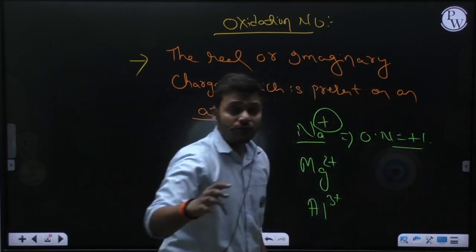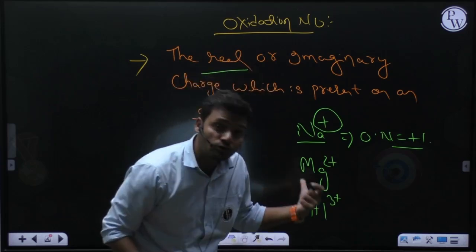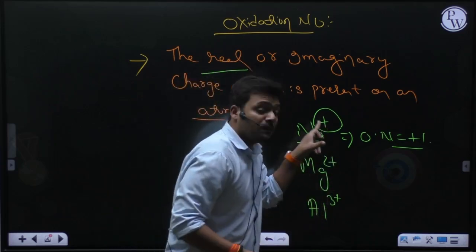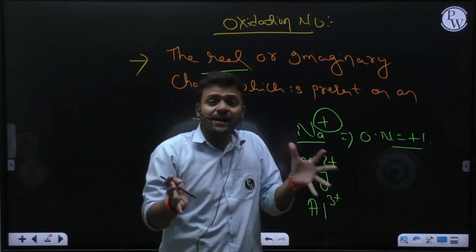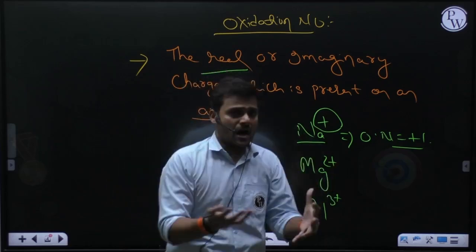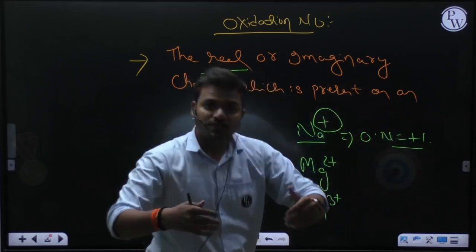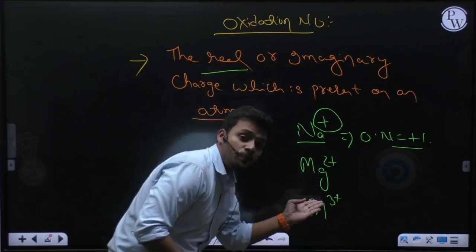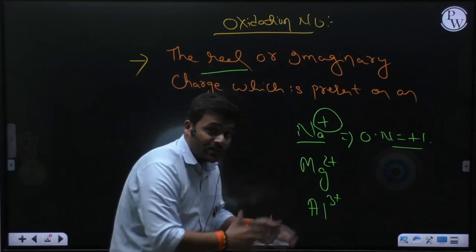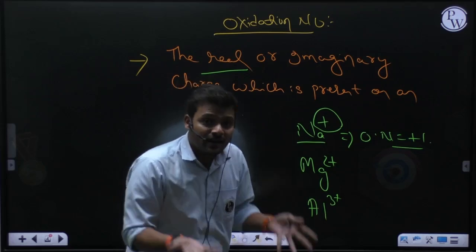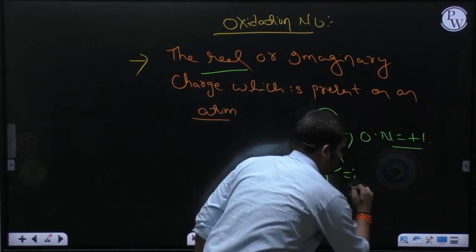And if you come to the point, by definition, it is the real charge. Why is it called a real charge? Because this particular charge is visible to the naked eye. So if the charge is visible to the naked eye, then we say this particular charge is the oxidation number. Similarly, I have a magnesium 2+ ion, and in the magnesium 2+ ion also, the +2 charge is visible to the naked eye, right? So if this +2 charge is visible to the naked eye, what will be the oxidation number?